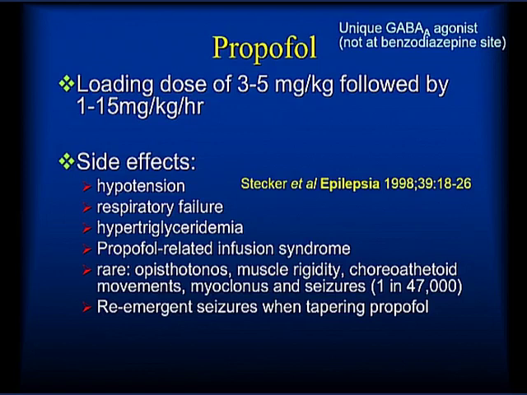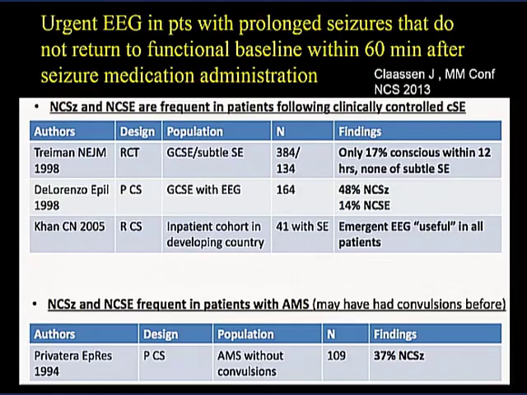Be aware that when you're titrating off propofol, we often see reemergent seizures, so it's not usually my go-to. If they're ending up in the neuro ICU with status, I don't usually use propofol. I usually go to phenobarb because it quiets the brain and reemergent seizures are seen less frequently.